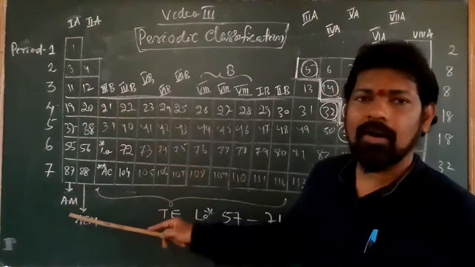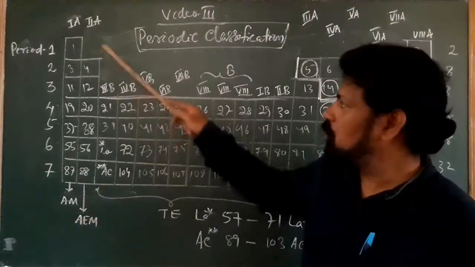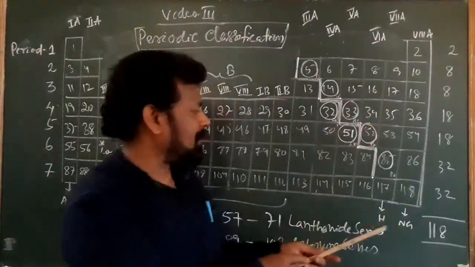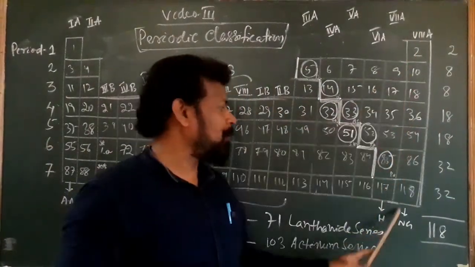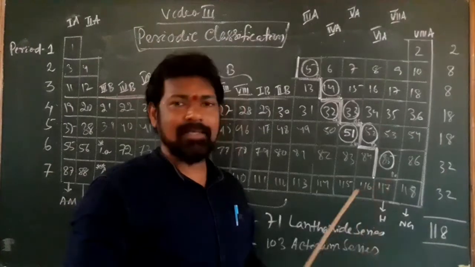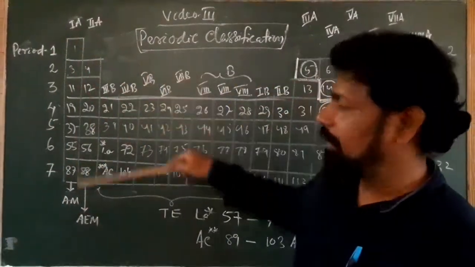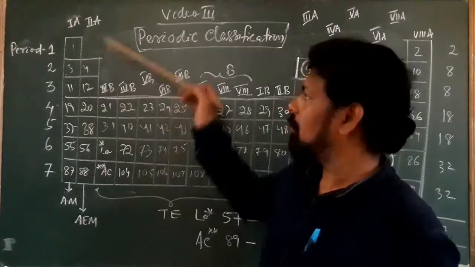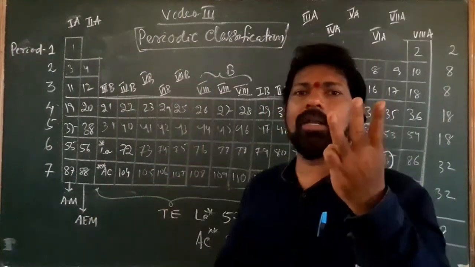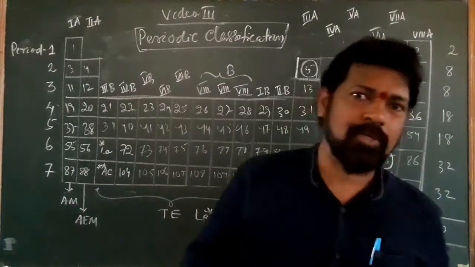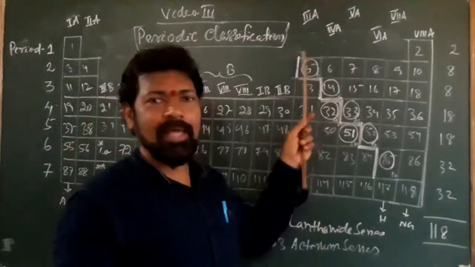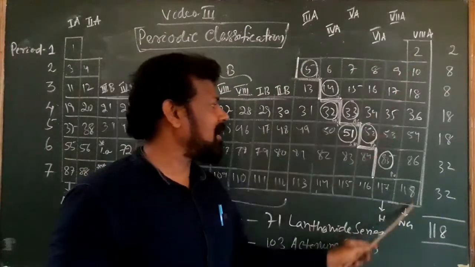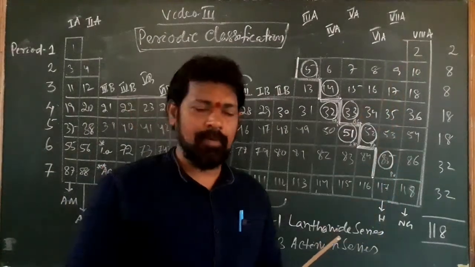1A group elements are called alkali metals. 2A group elements are called alkaline earth metals. 7A group elements are called halogens. 8A group elements are called noble gases. Here in 1A, only one electron is present in the outermost orbit. In 2A, only two electrons are present in the outermost orbit. Similarly, 3A group has 3 electrons, then 4, 5, 6, 7. Here, 8 electrons are present in the outermost orbit.